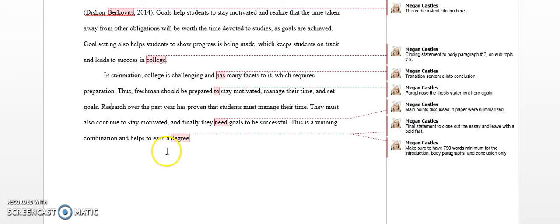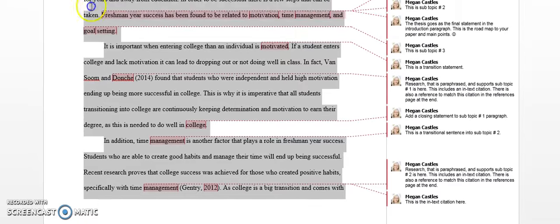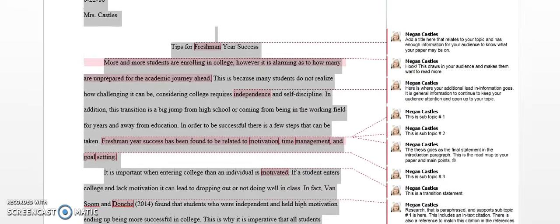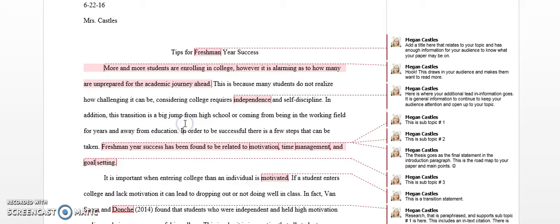Now, this paper is under the word count, but this is just to show you an example. You want to make sure that you have 750 words at a minimum, and that is just for your introduction, your body paragraphs, and your conclusion. And you can check this because if you highlight your entire paper, in the lower left-hand corner, it's going to tell you your word count. So you can keep checking on that.